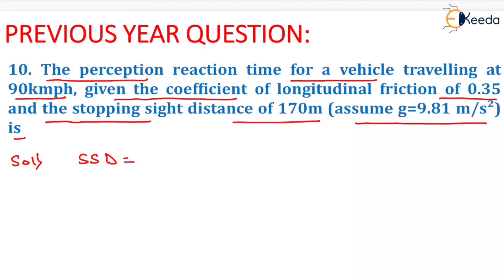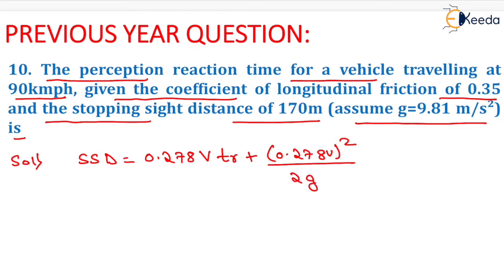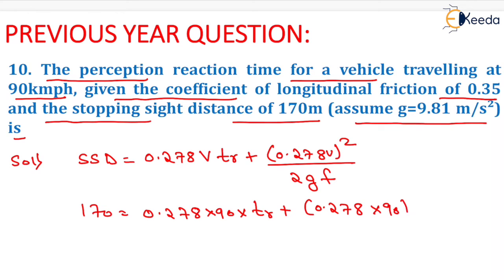It will be equal to 0.278 V into TR plus 0.278 V square upon 2 into g into f. Now we have the value of stopping sight distance, which will be equal to 170, and the value of V will be equal to 90 km per hour, and the reaction time needs to be calculated here. Similarly, 0.278 into V, that is 90, divided by 2 into 9.81 into 0.35.